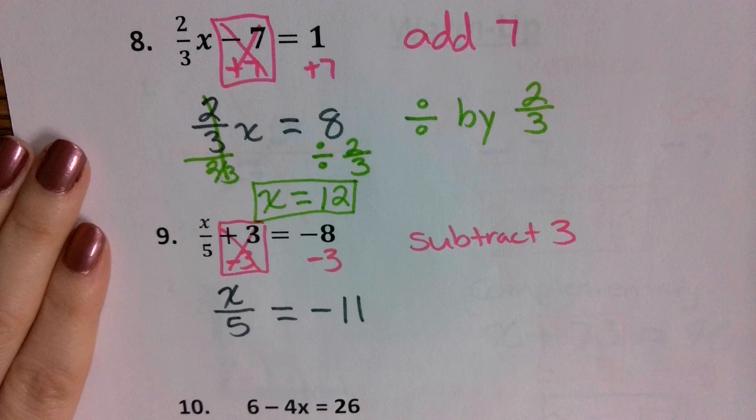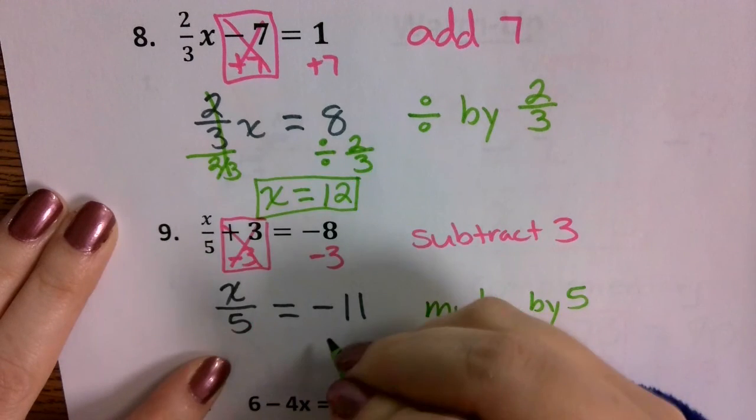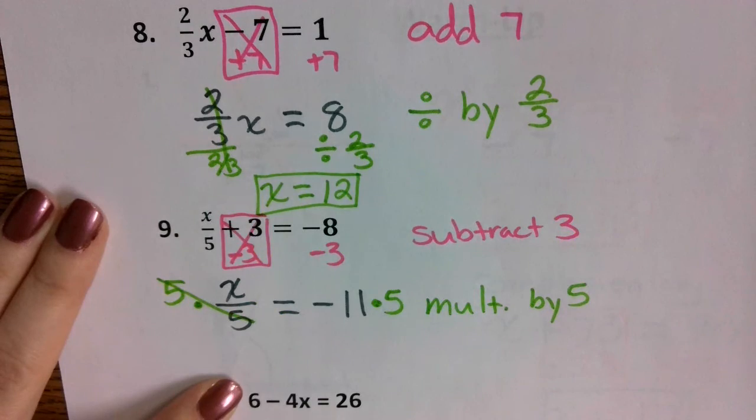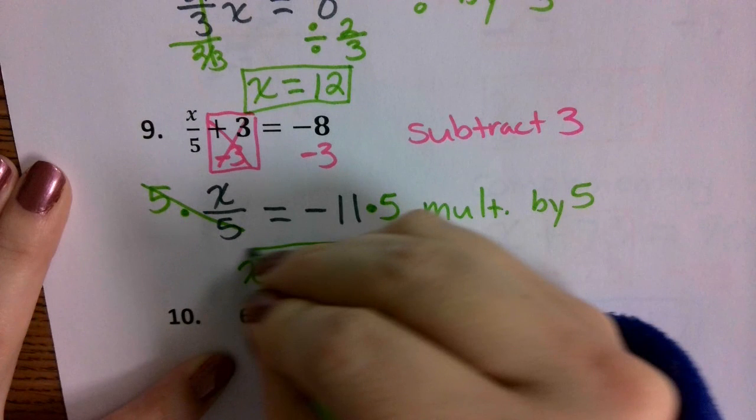Instead of dividing, I'm going to go ahead and multiply. So we're going to multiply both sides by a positive 5. The 5's are going to get canceled out, and we're left with x equaling a negative 55.